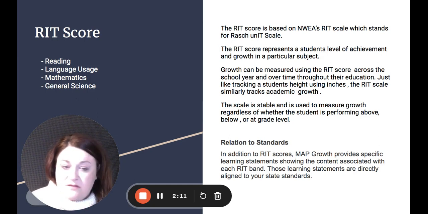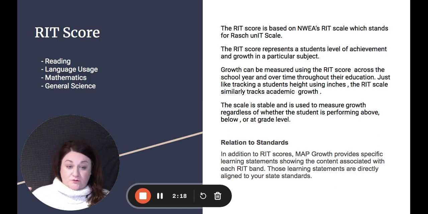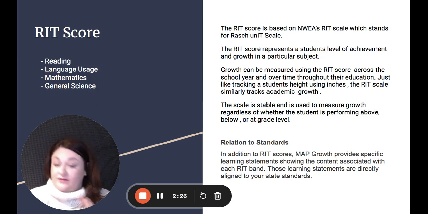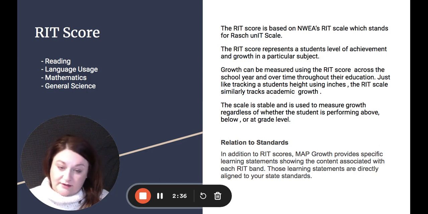So this growth can be measured using the RIT score across the school year and over time throughout their educational career. Just like you would track a student's height using inches, the RIT scale similarly tracks academic growth with a number. So the scale is stable. It's used to measure growth regardless of whether the student is performing above, below, or at grade level.